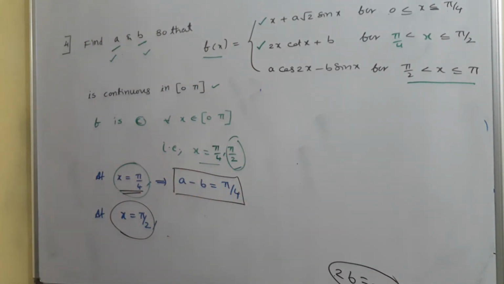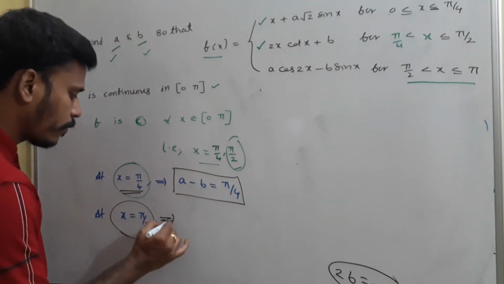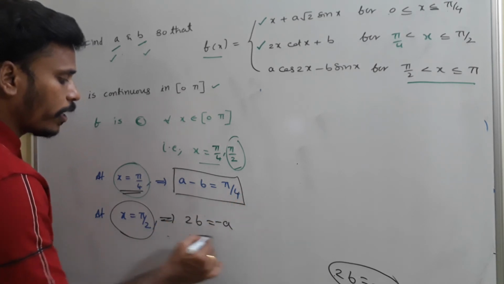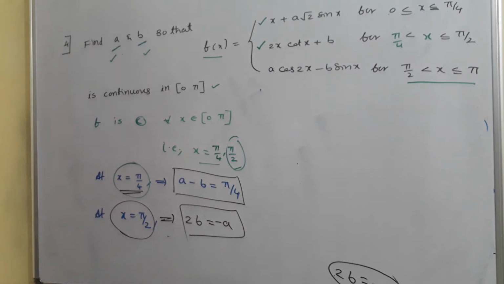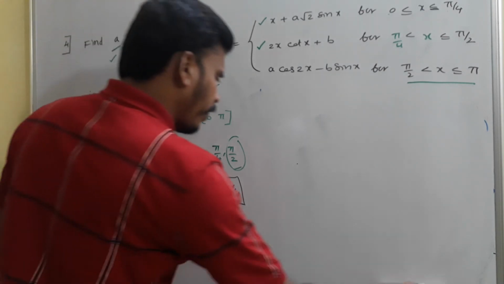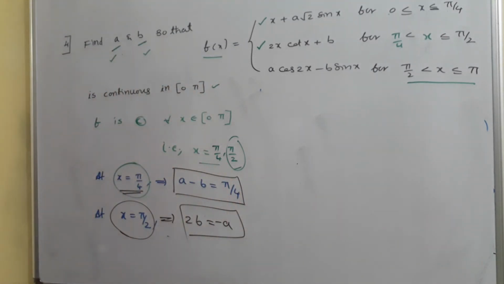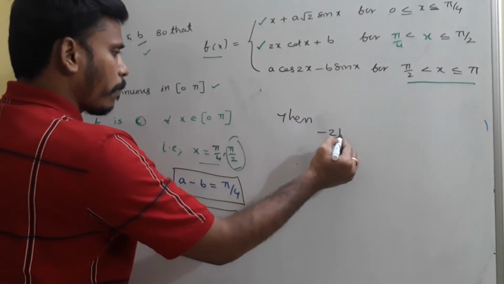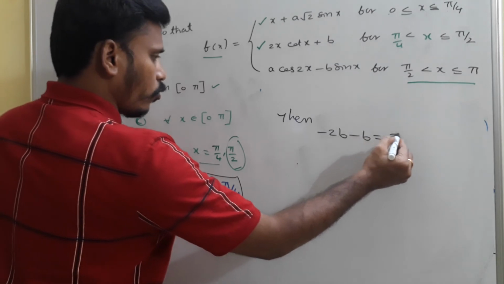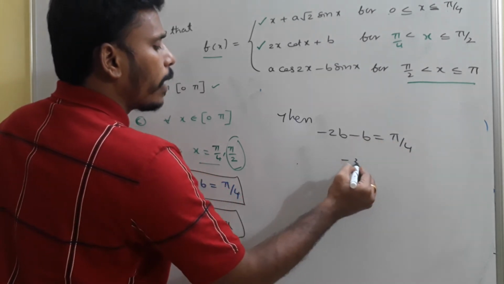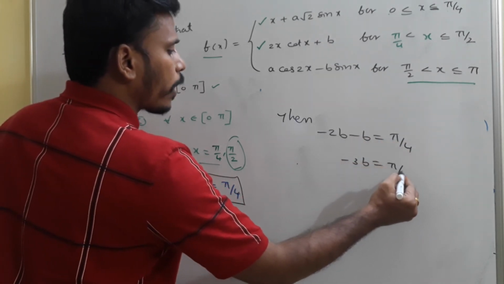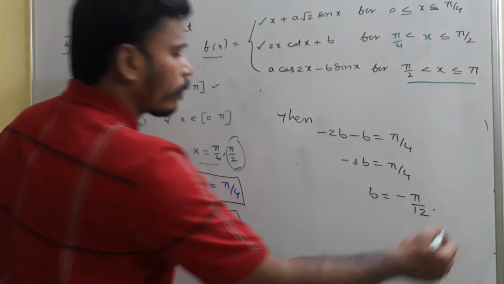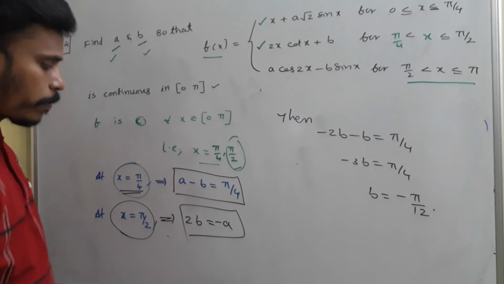So how to find a and b? 2b is equal to minus a. Use these two relations, right? Replace a with minus 2b. Then minus 2b minus b is equal to pi by 4. Minus 3b is equal to pi by 4, and the value of b is minus pi by 12. So the b value is minus pi by 12.